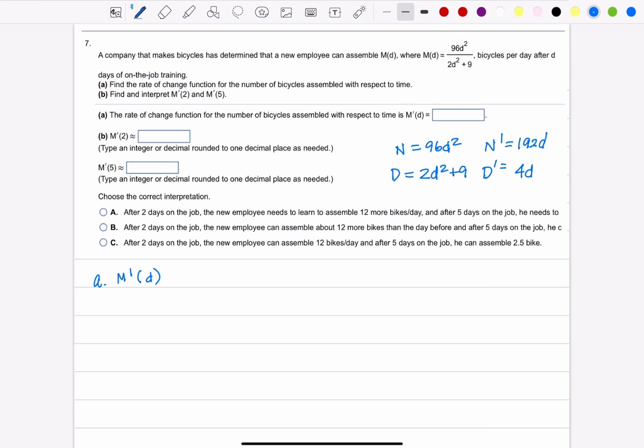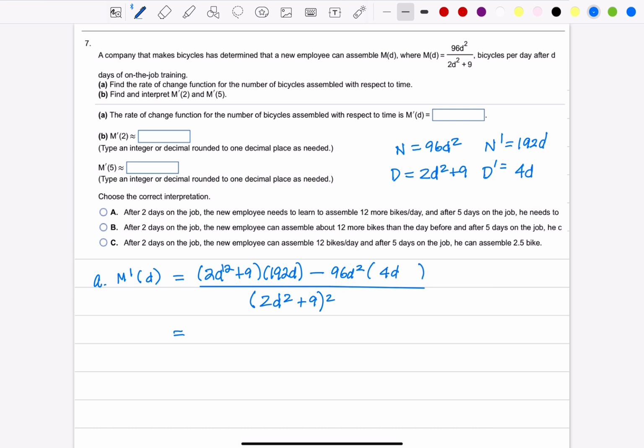So now I'm going to assemble my derivative. And remember what it is. It's denominator, so 2D squared plus 9, times derivative of the numerator, 192D, minus the numerator, which is 96D squared, times the derivative of the denominator, which is 4D, and all of that is over the original denominator to the second power.